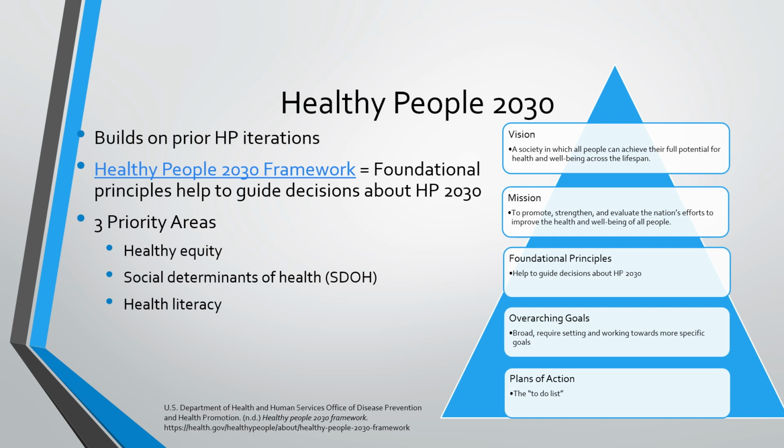The foundational principles, which you can see in the framework, are what really help guide, okay, is this fitting into that overall strategic plan or that framework for Healthy People 2030? You'll see overarching goals within each of the areas that allow them to measure, are these being met? And then the plans of action, those are like your to-do list. Those are going to be the things that allow us as a society, or the Healthy People 2030 creators, to determine were these goals successful.